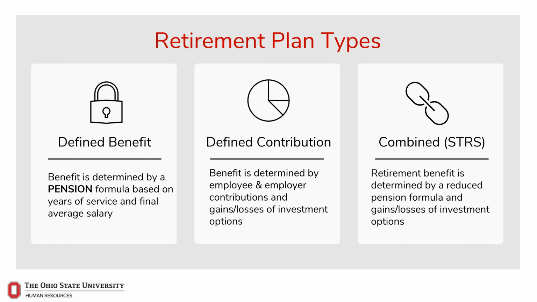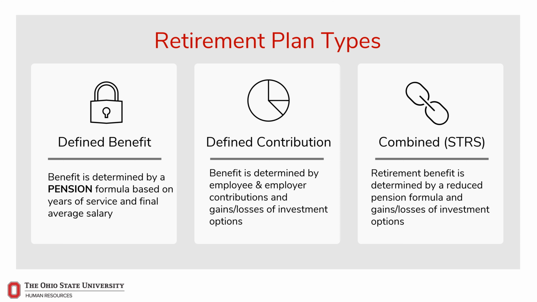STRS offers 3 plans to choose from if you remain in their retirement system. New participants default into the STRS Defined Benefit Plan, which is a pension. The retirement benefit is determined by a formula, which is based on the member's years of service and top 5 highest earning years. The second plan is the STRS Defined Contribution Plan. With this plan, your retirement benefit is determined by the performance of the STRS investment options.